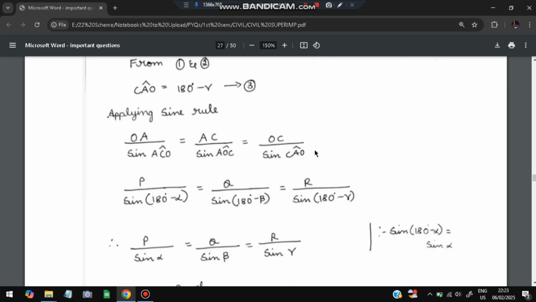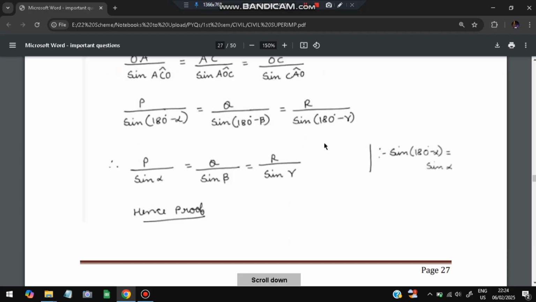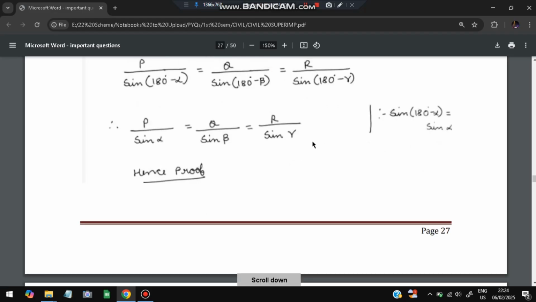Now sine of 180 minus alpha is the same as sine alpha only, right? Sine of pi minus x is equal to sine x. So sine of 180 minus alpha is sine alpha, and this will also be sine beta, and this will be sine gamma. So basically p by sine alpha is equal to q by sine beta is equal to r by sine gamma. This is the proof you need to write for Lami's theorem.